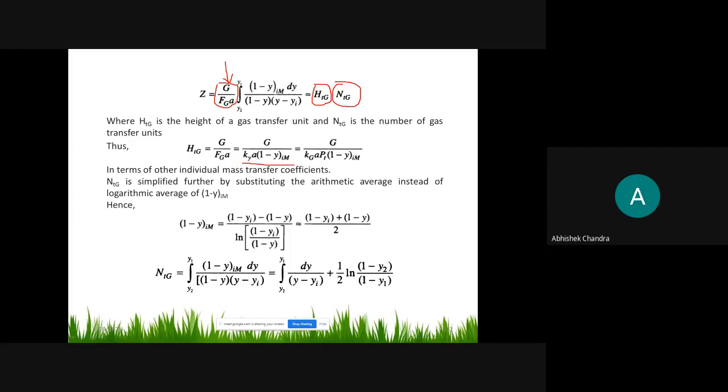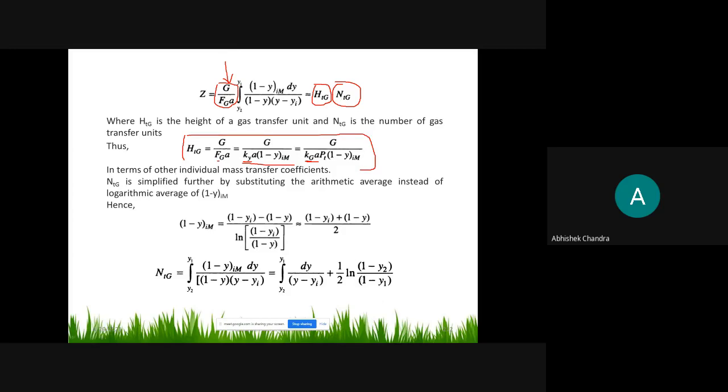So this is, that is, in place of fg you can write kya(1 minus y)im, and again you can write it as kg a pt(1 minus y)im. When this is a mass transfer coefficient written in the mole fraction term, it is written in the bulk case, so this is 1 minus yi. So you can write this HTG in this form.